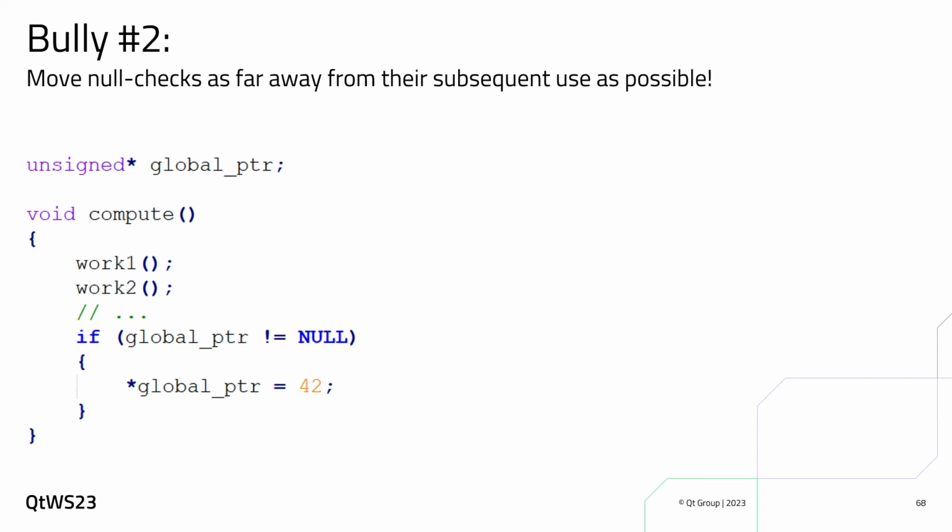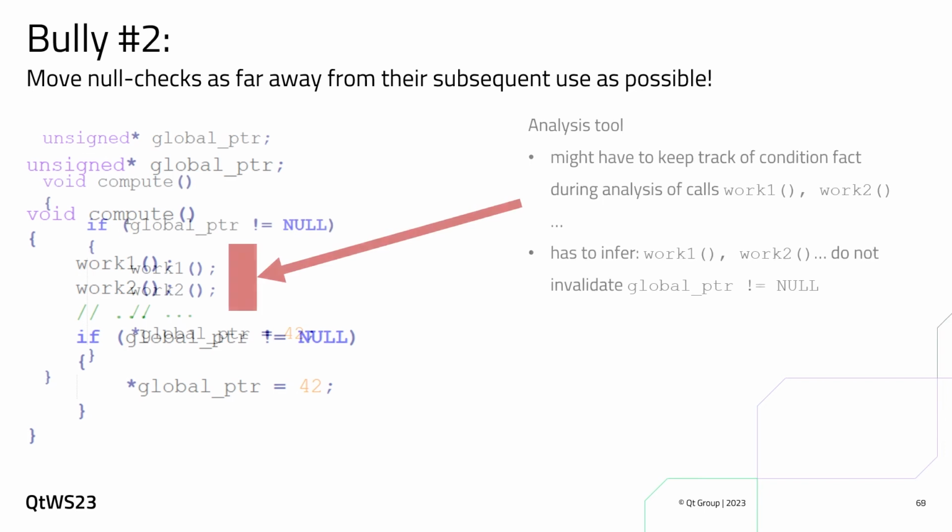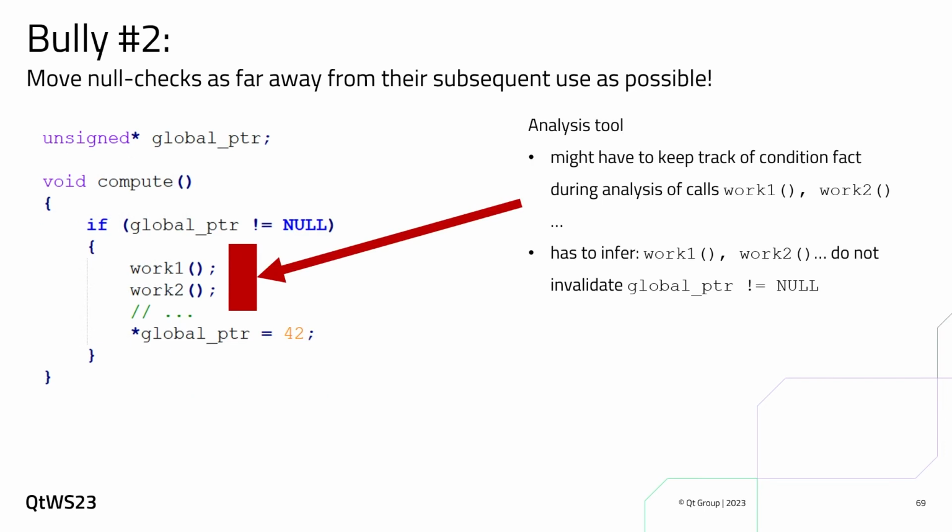But what you could do to anger the tool a little bit is move all the stuff that is done here into this if branch. Work 1, work 2, maybe a lot of other stuff. Why is this a problem? Well, if it's a conservative tool, it now has to prove that global pointer is never written or accessed within these calls. So you make its life a little bit more cumbersome in this place.